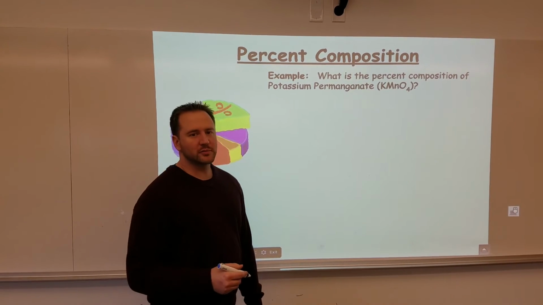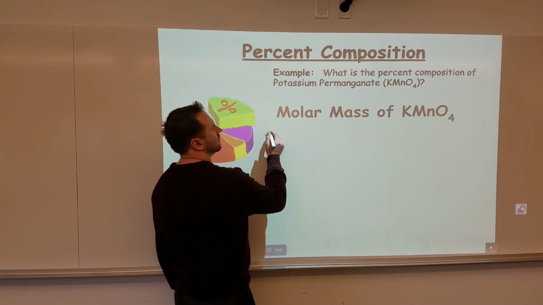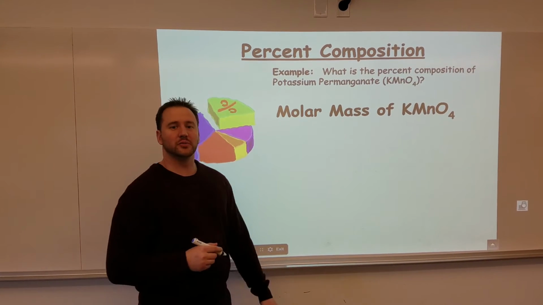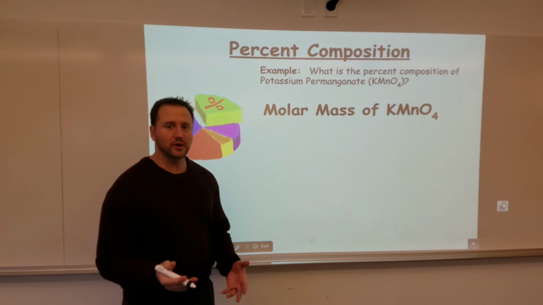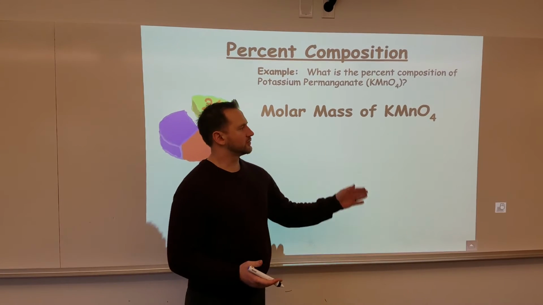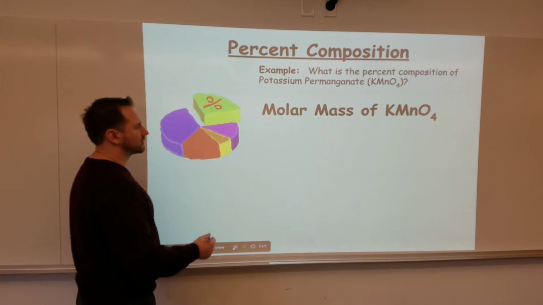If we were determining the percent composition of the elements in potassium permanganate, what we would first have to do is determine the molar mass of potassium permanganate. And in order to do that, we need to use the periodic table and find the molar masses for each of the component elements, and then multiply by how many of them we have to get the total.